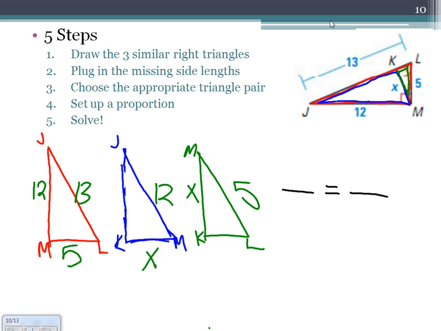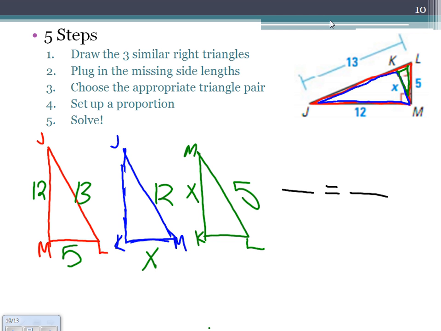Mauricio? The red and the blue one. Can you explain why? Because they both share the hypotenuse. They both have the value for the hypotenuse and the base. So notice that they both have the hypotenuse and they both have the base. Did anybody choose anything else? Any other pairs?